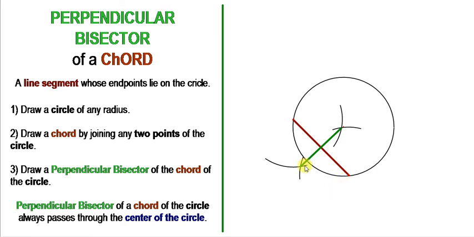So I have marked these 2 points. I have drawn a line segment by joining these 2 points of intersection, and here I have got the perpendicular bisector of this line, which is actually the chord of this circle.